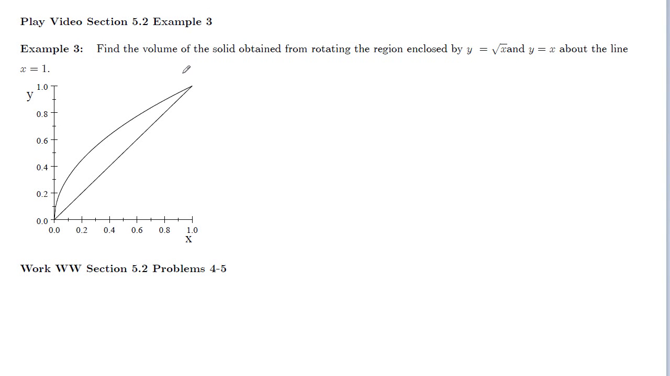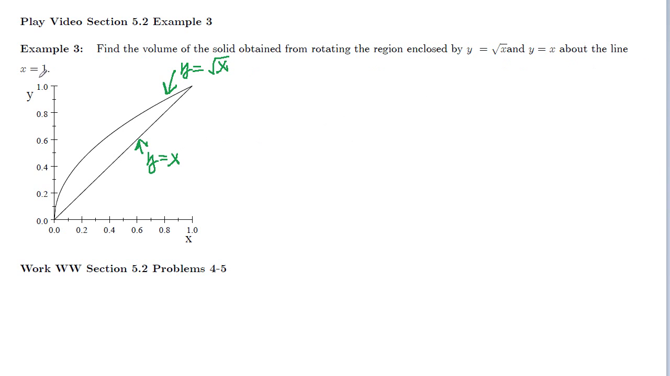So in example 3 here, we're going to find the volume of a solid from rotating the region enclosed by y equal root x and y equal x. That's right here. So y equal root x is up here, and then y equal x right here. And we're going to rotate that about the line x equal 1.